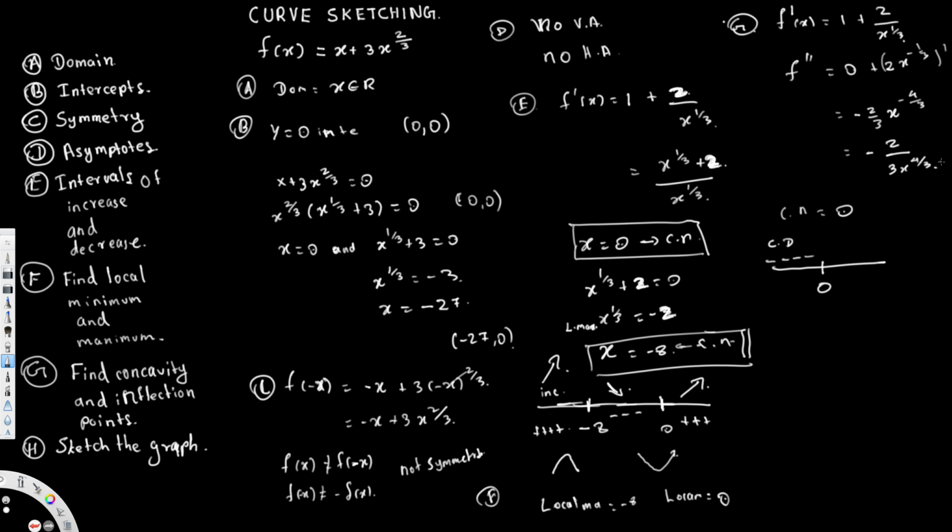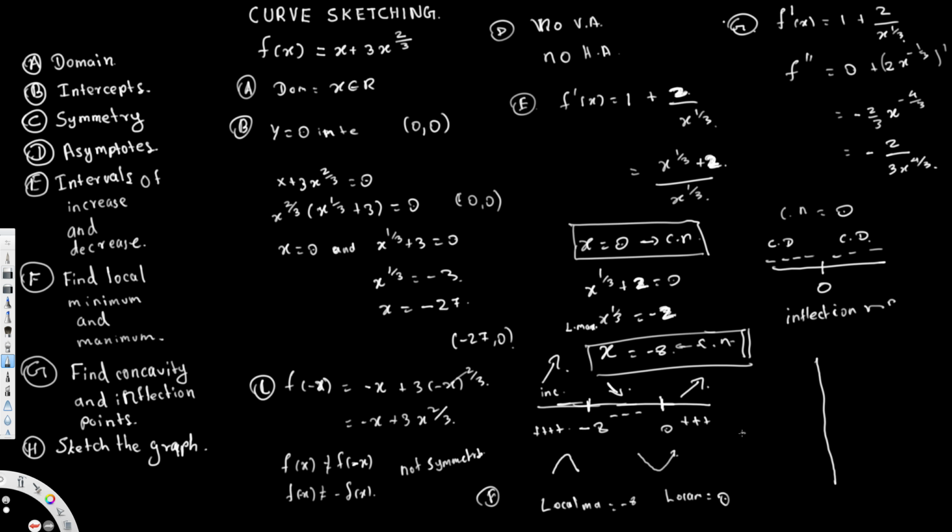Then above 0 is the same thing. If you pick something like 1 or 2, whatever it is, it's going to be a positive value, and a negative value divided by a positive value is still going to be negative, so it's also concave down. So now we are ready to draw the graph, and we have to know the inflection point. Since we don't have a horizontal asymptote or vertical asymptote, 0 is going to be our inflection point. So 0 is our inflection point, and that's all we need to know to draw the graph.